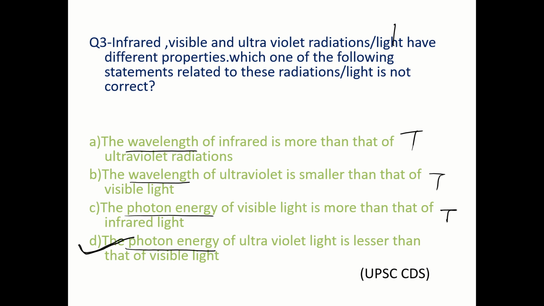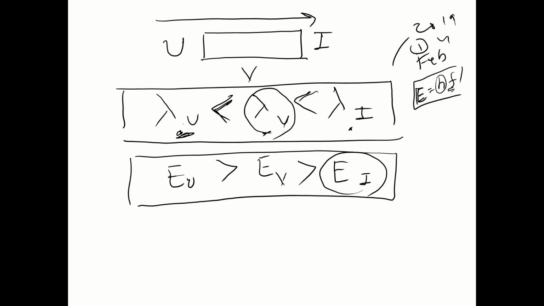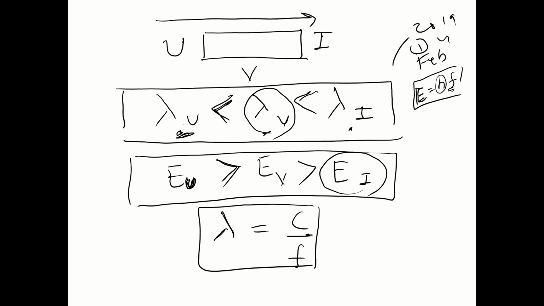So the right answer will be D. The photon energy of ultraviolet light is less than that of visible light. Obviously, ultraviolet light has more energy, and the statement says it has less. And how are frequency and wavelength associated? Wavelength is equal to lambda equals c upon frequency, where c is the speed of light. Always remember this.